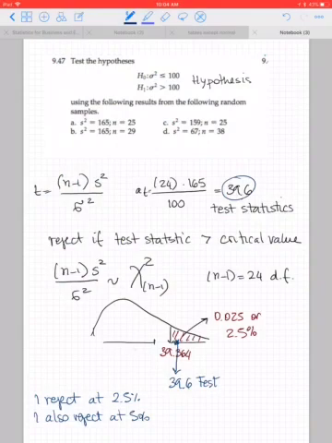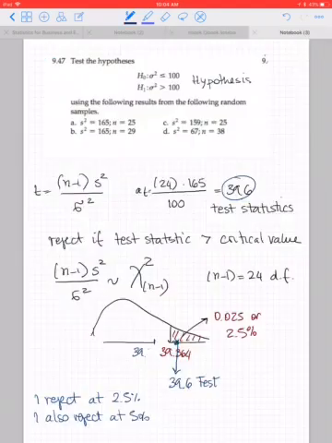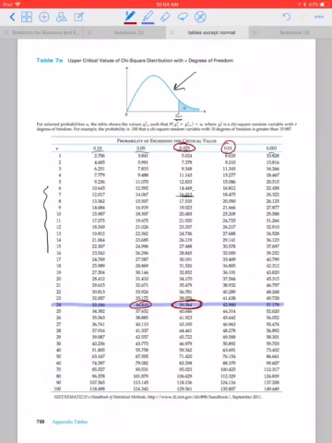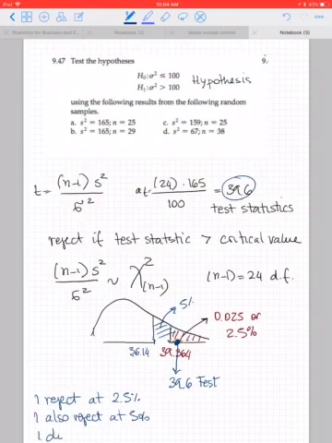So I have 36.415. The test is still here. I reject at 5%. I reject at 2.5%. Would I reject at 1%? At 42, so I do not reject at 1%.